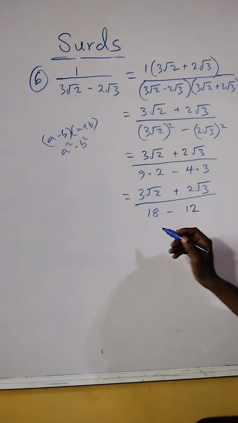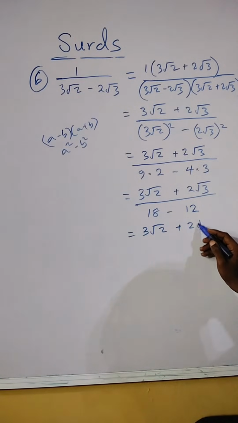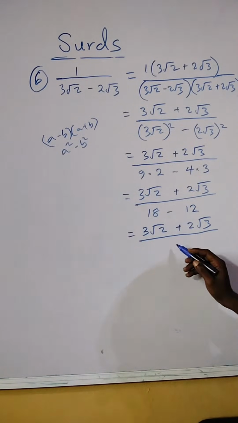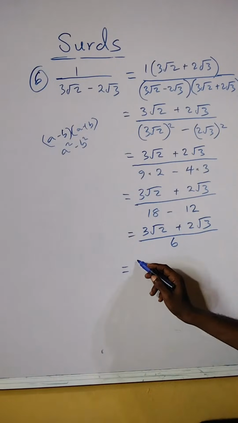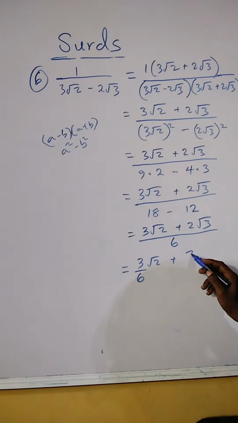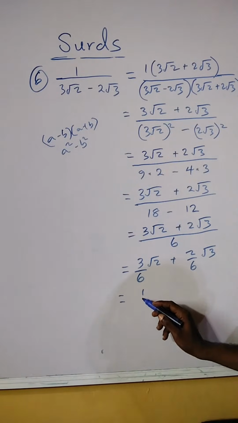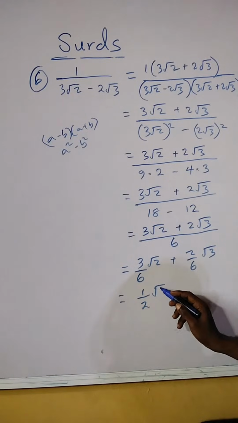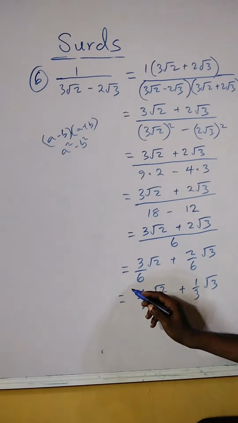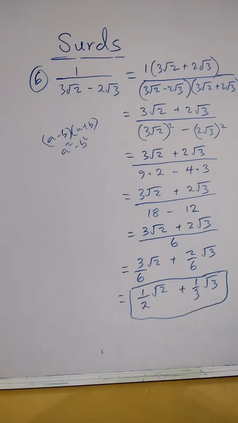Then here we have 3 root 2 plus 2 root 3 divided by 18 minus 12, which is 6. And also we separate this and we can write it as 3 over 6 times root 2 plus 2 over 6 also times root 3. And when we reduce this, we can say this is 1 over 2 root 2 plus 1 over 3 root 3. So now we have this as the simplified form of the given surd problem.